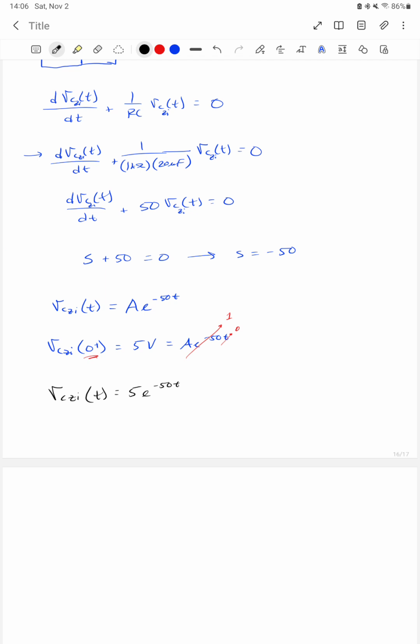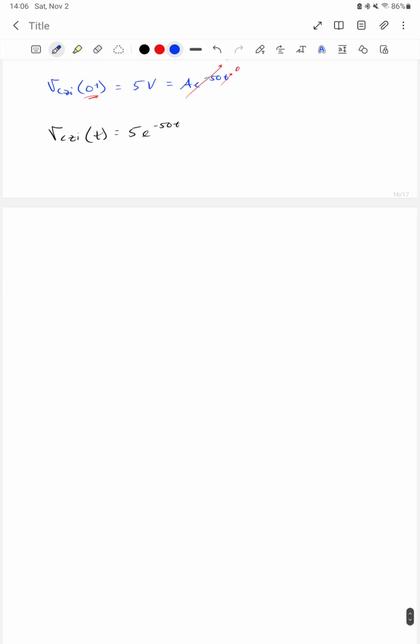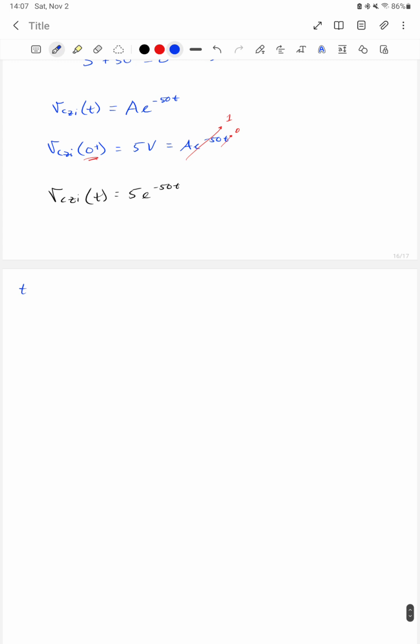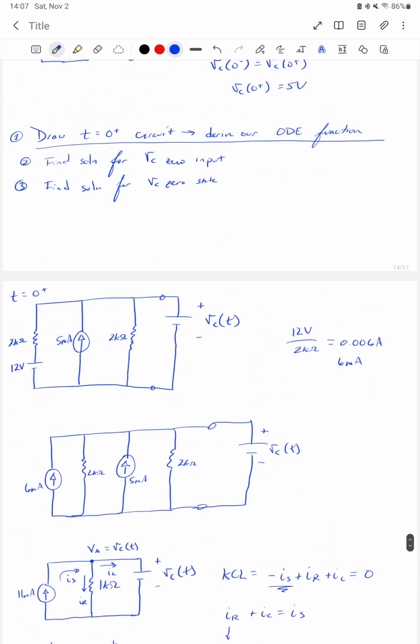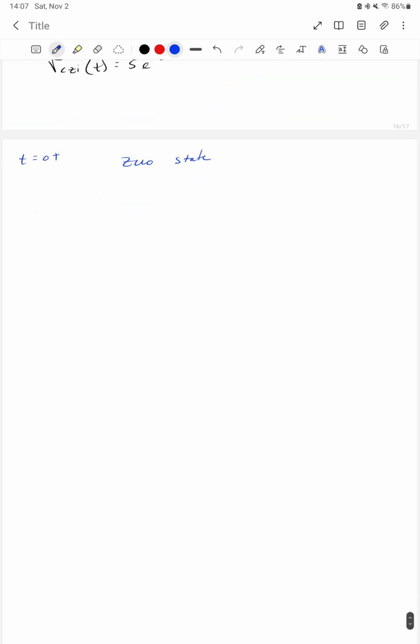So now we're going to redraw our circuit once again, this time dealing with the 0 state, right? So let's draw t is equal to 0 plus, and this is going to be 0 state, which if we go back and look at our instructions, you derive your ODE, you find your Vc of 0 input. Now let's do the 0 state. So the 0 state circuit is going to look like this.